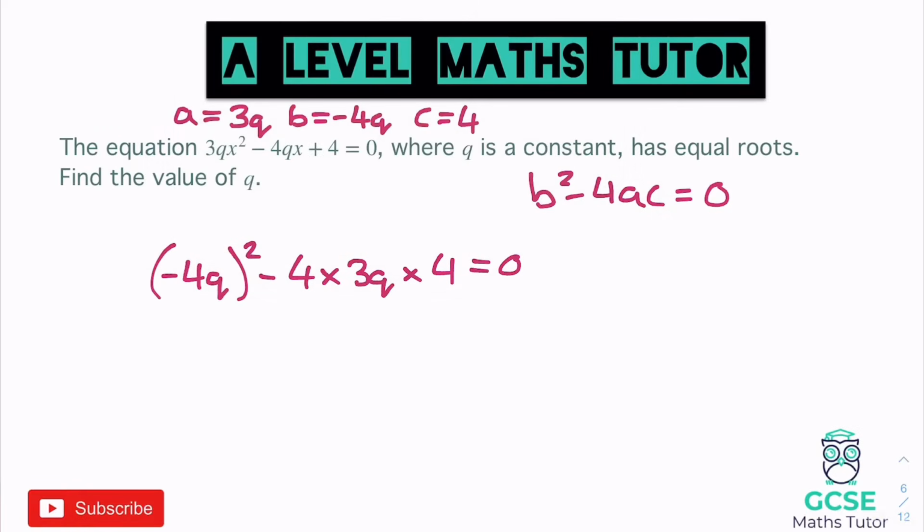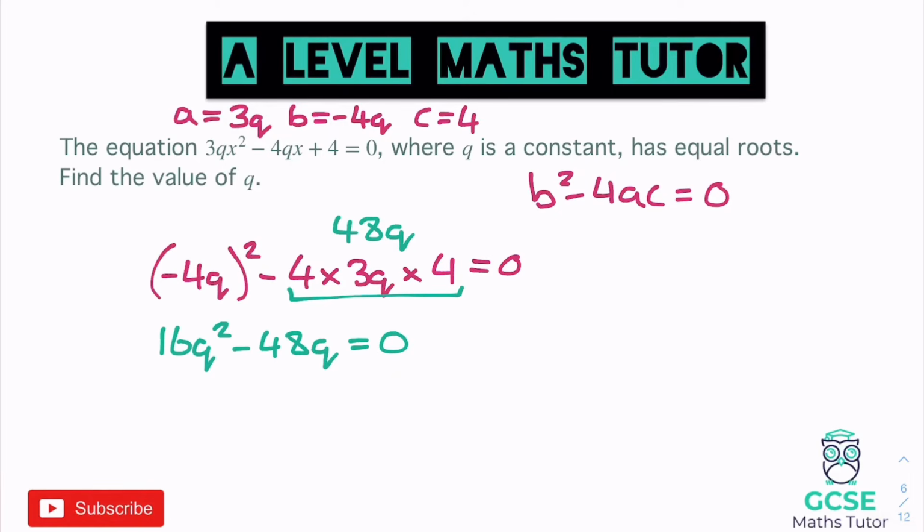Now let's expand this all out. So negative 4q squared will become positive 16q squared. And we're going to take away, and we just need to multiply all of this. So 4 times 3 is 12, times 4 is 48. So we have 48q there. There we go. So there's no more negatives in there, so let's just take away 48q. There we go, and that all equals 0.